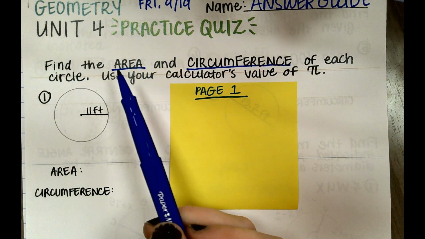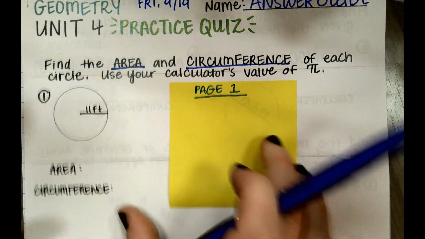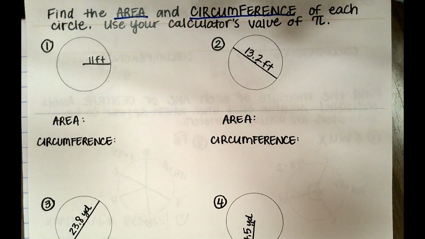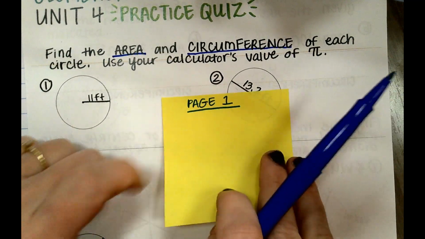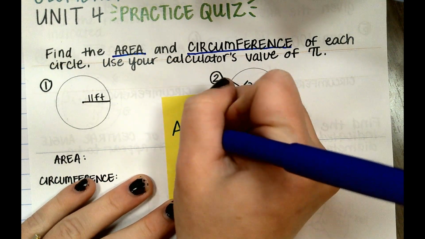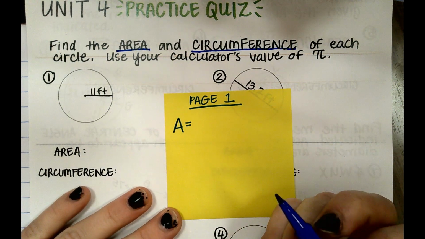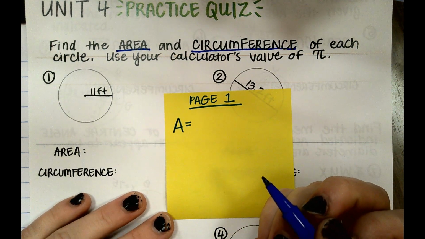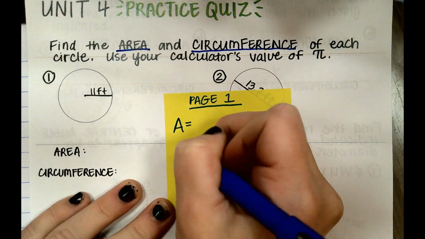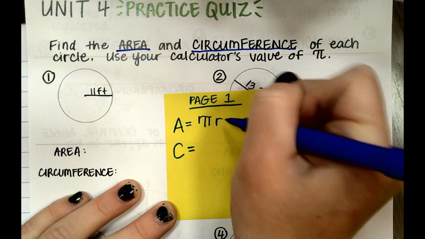So for these questions, I need area formula, I need circumference formula, and I also need to know the difference between a radius and a diameter. So first, what's our area formula? Anybody remember? I make a little list. Yes, pi radius squared.